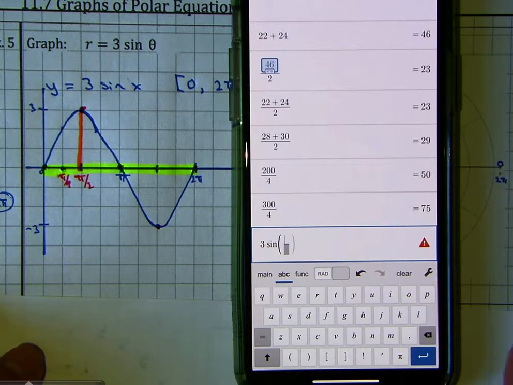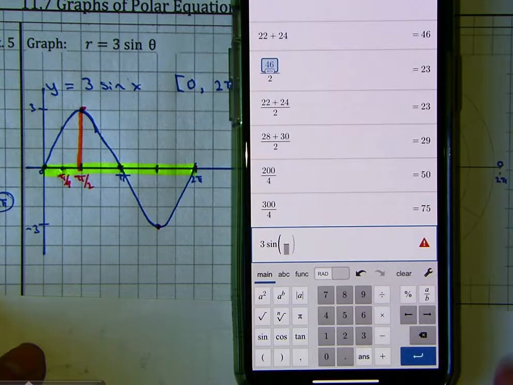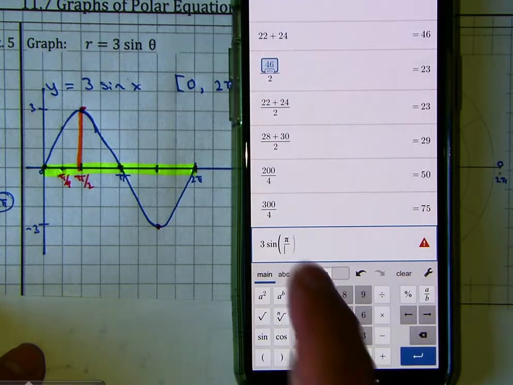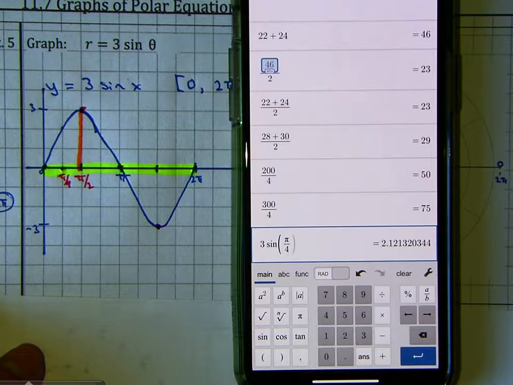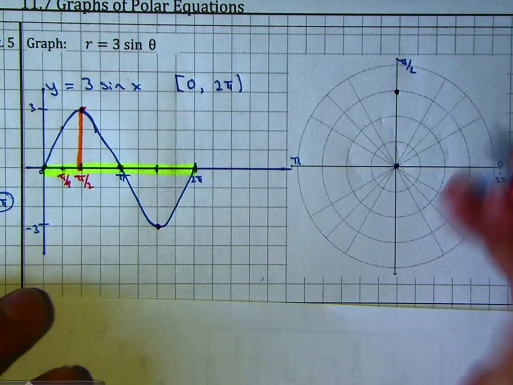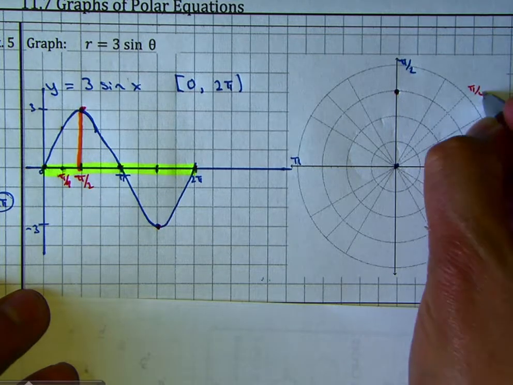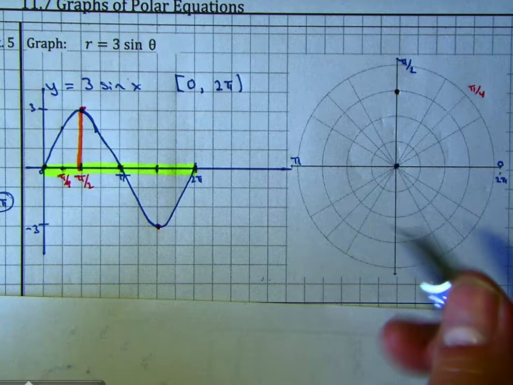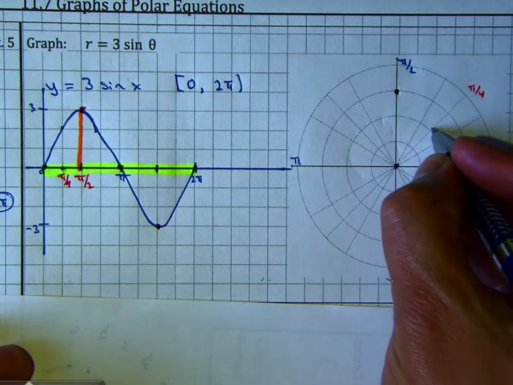Do you see? Well, let's see it before I do. Oh, it's right there. Pi over 4. So it'll be 2.1. So therefore, pi over 4 is 2.1. So this is pi over 4. My value for the graph will be 1, 2.1.